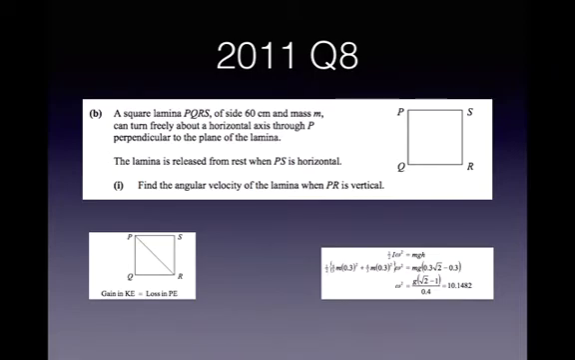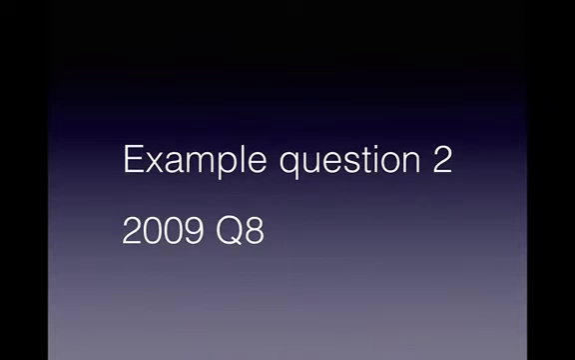So they haven't even completed the perpendicular axis theorem formula to get a single moment of inertia. They've just left it separate. On the right hand side then we have our h, and look, when we solve that for omega, omega works out as a particular value. Okay, that's example 1. Example 2, 2009 question 8.